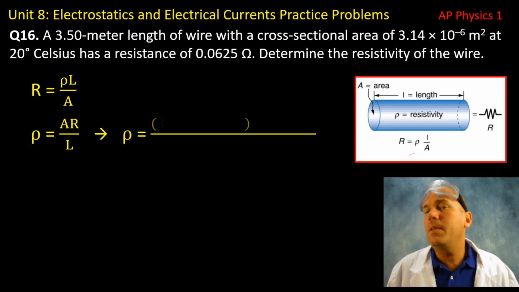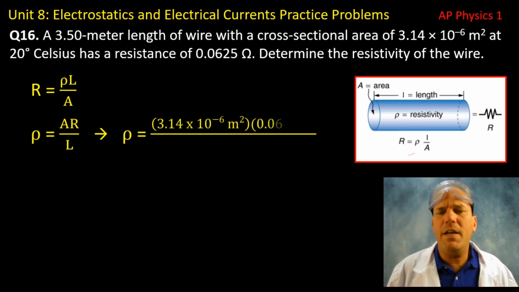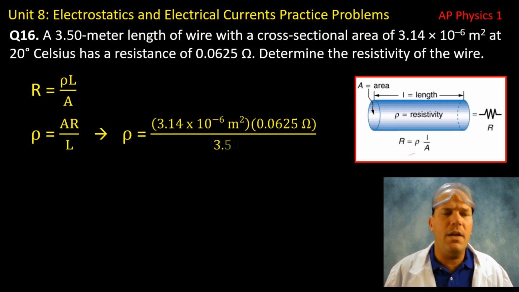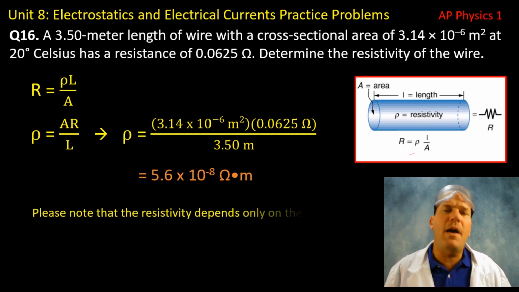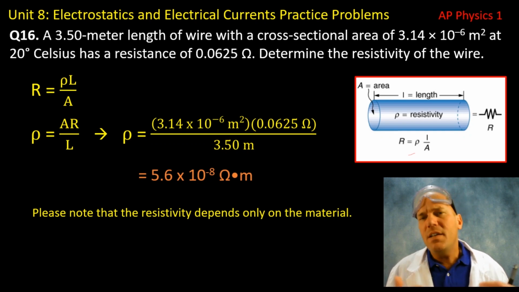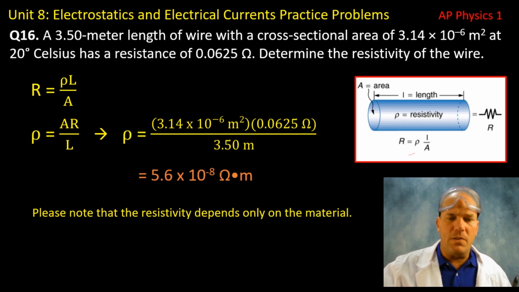And we have everything else that we need. So this is a plug and chug at this point. We have our cross-sectional area. We have our resistance. We have our length of wire. And so we can solve and get an answer here of 5.6 times 10 to the negative 8th ohm meters.